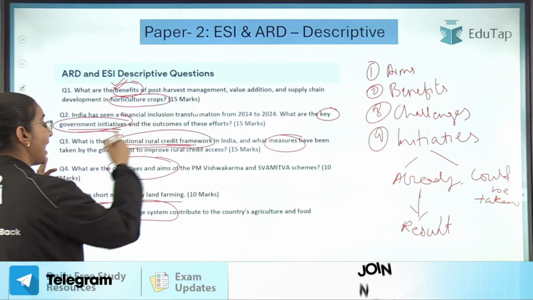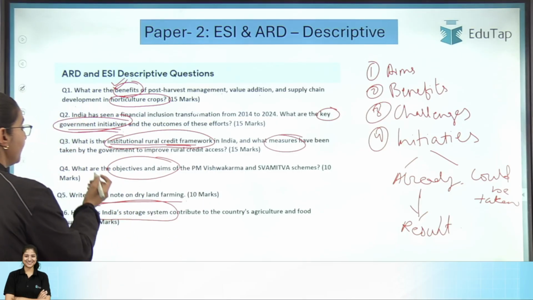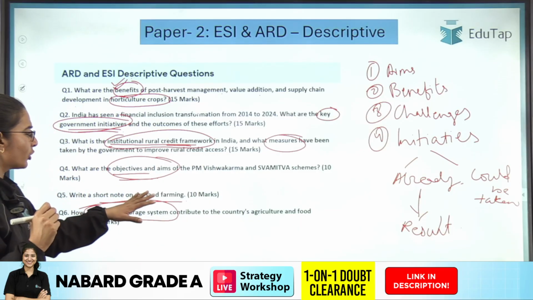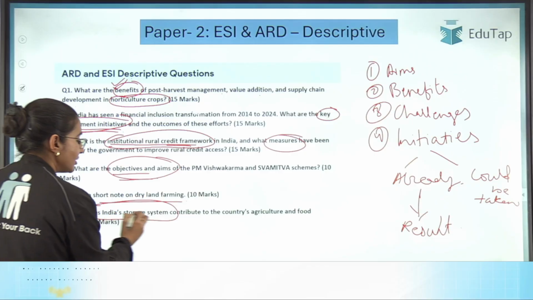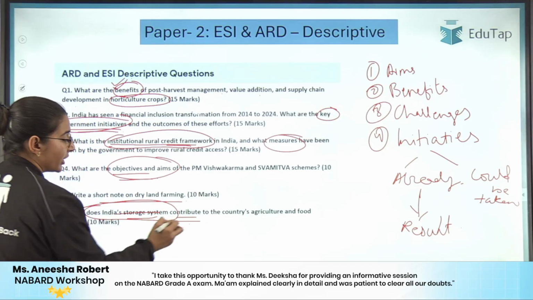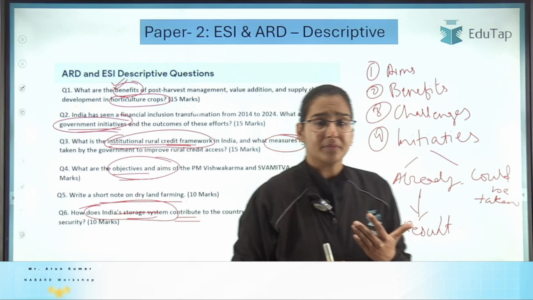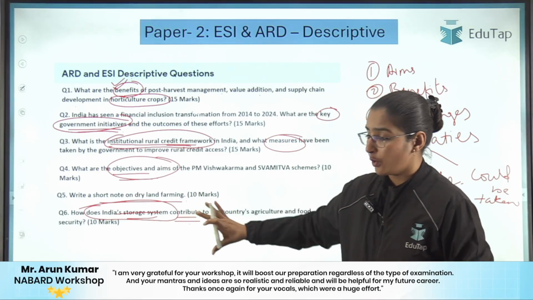And what measures have been taken, right? The government initiatives which already have been taken. What are the objectives and aims of this particular scheme? Write a short note on dry land farming, a directly static topic. How does India's storage system contribute? Now storage, again, this topic is covered in the topic farm and agriculture engineering, right? So again, this is covered over there.